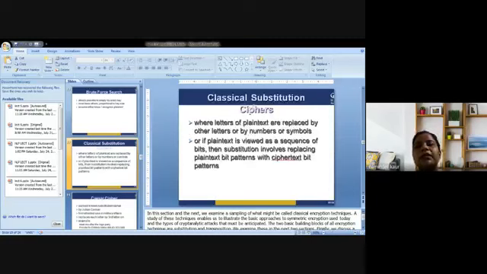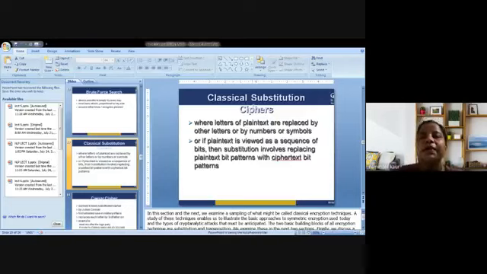Next is classical substitution cipher. So what is basically a classical substitution cipher? These are the substitution techniques where we apply keys on the plain text so that it cannot be easily broken by the violator. There are certain terms associated with classical substitution cipher.